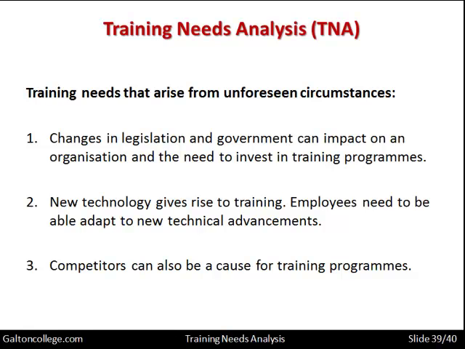So in this session we've looked at training needs analysis, and we've looked at some of the issues associated with training needs analysis, and that's all we're going to deal with in this video.